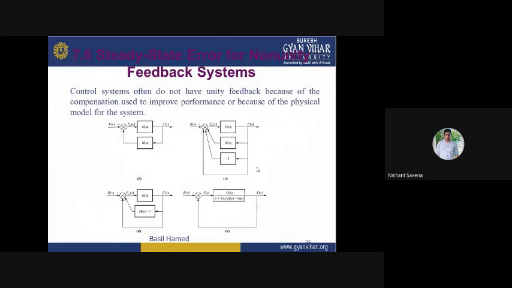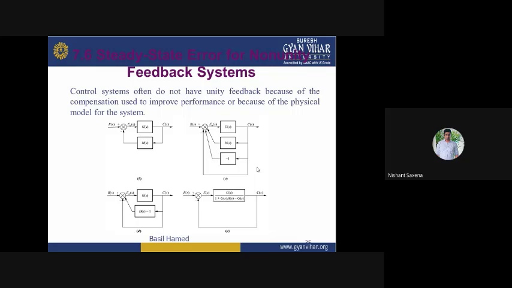Now let's see the steady state error for non-unity feedback system. We know that the control systems often do not have unity feedback because of the compensation used to improve performance or because of the physical model of the system. Now let's consider this given problem in figure B, where we are having a feedback system which is a non-unity feedback system. We are having some gain in the feedback, HS.